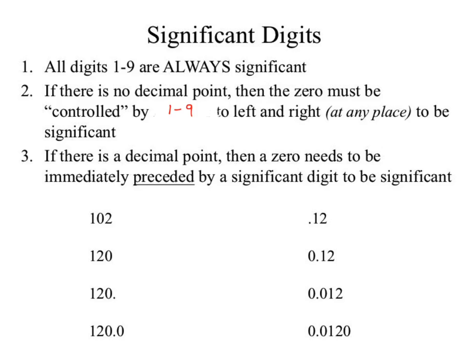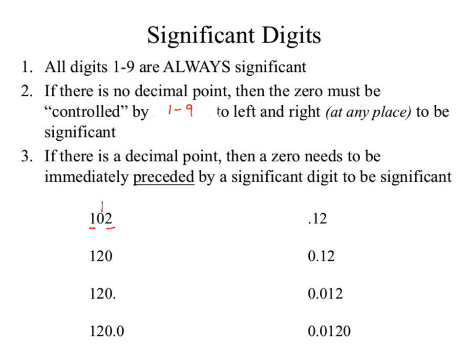So, first example. Do we have a decimal point? No. Which rule do we need to follow? The first one. Okay. Rule number 2. So the 1 and 2, officially we had to follow rule number 1. But for the 0 to decide if it's significant, I have to have a 1 or a 9 to the left and to the right.